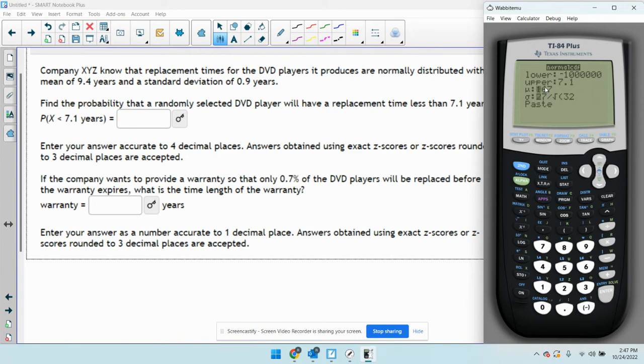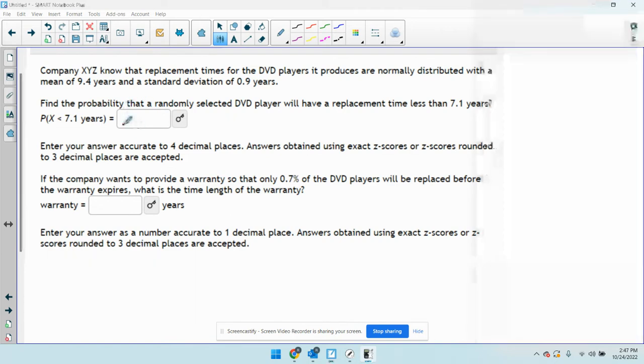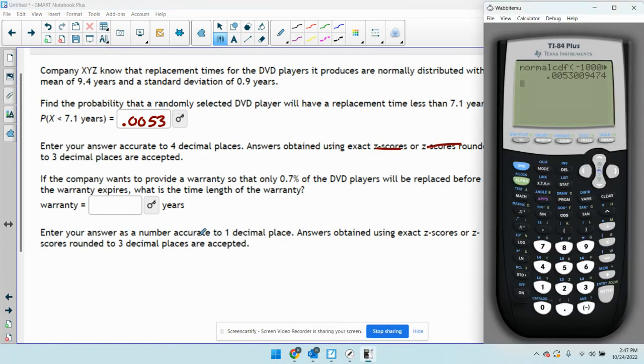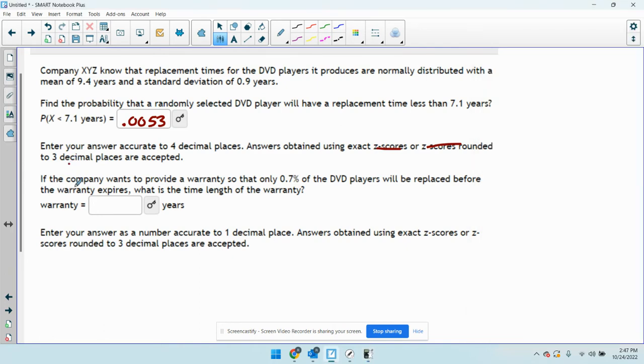Our mean is the mean given in the problem, 9.4, and our standard deviation is 0.9. Since we're not talking about a sample, it's just the standard deviation given. So we get a probability of 0.0053. Don't worry about z-scores. We're not using z-scores. We're using the calculator.